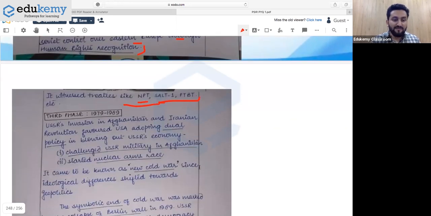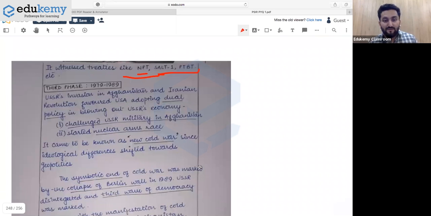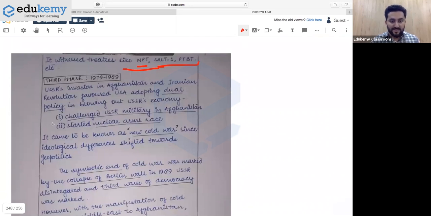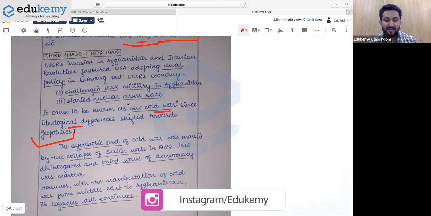Then we had this third phase, USSR invasion in Afghanistan, Iranian revolution favored USA, adopting dual policy in blowing out USSR economy. Challenged USSR military in Afghanistan, started nuclear arms race. It came to be known as New Cold War since ideological differences shifted towards geopolitics, because now they were fighting on different lands. They were fighting proxy wars.